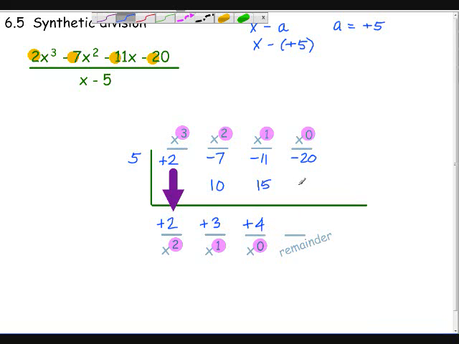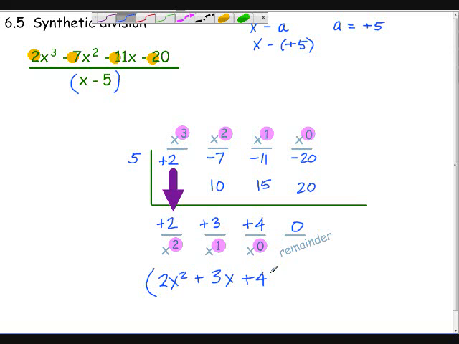Multiply, I have a positive 20, so I get a remainder of 0. I love it when I get a remainder of 0. Now notice I dropped from a polynomial in the third power to a polynomial in the second. That's because, although I only wrote the 5, we know I was dividing by x minus 5, so I dropped 1 power. My answer here, my quotient, is 2x squared plus 3x plus 4 with no remainder.